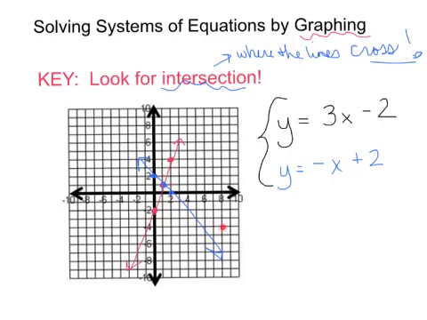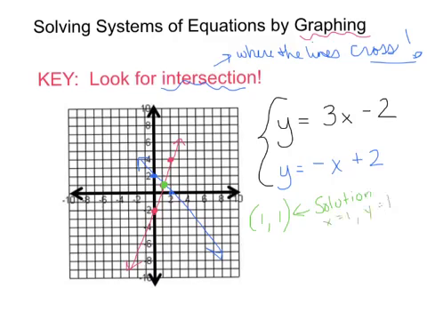So if I look at these equations and say, well, where do they cross? It's going to be here at this point. So they will cross at the point (1, 1). This is going to be what's called your solution. It's when x is equal to 1 and y is equal to 1.